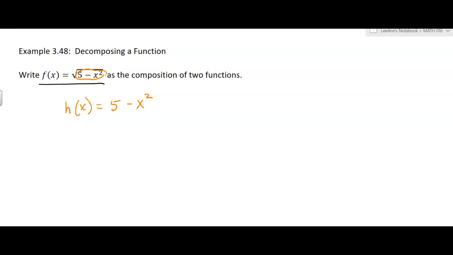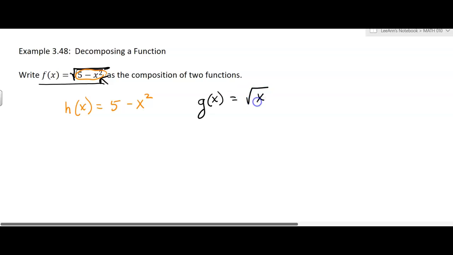Well, then we're going to say g of x is equal to the square root of something, the square root of x. Okay? So we keep the variable x, so it'll transfer okay. And our first function, we made that like the radicand part, and then the second took care of the radical part.